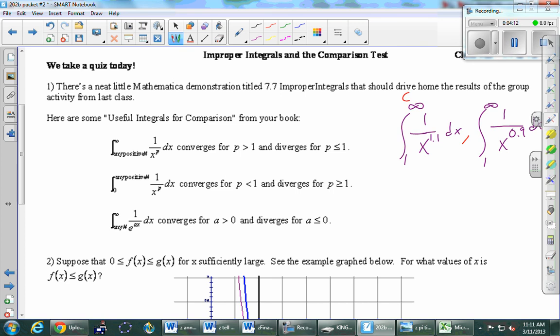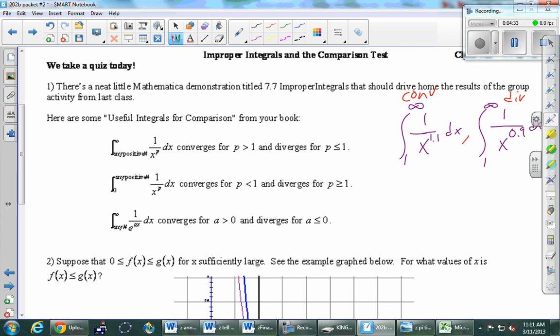This one right here converged. You guys proved that by finding an antiderivative, dealing with the infinity, and it turned out you actually got some finite answer when all was said and done. And how about the other one? This one diverged because you got infinity when you dealt with the infinity. There was infinite area underneath that curve based on what you did last class.